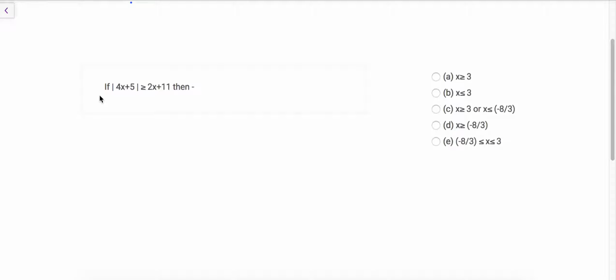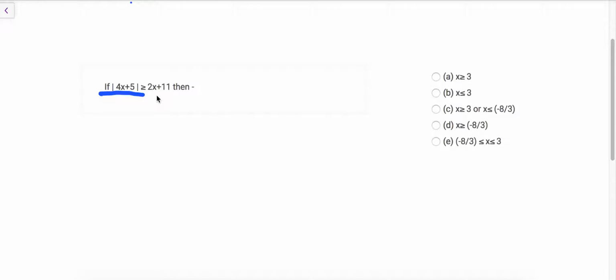So today we are going to solve one inequality problem. Given the absolute value of 4x plus 5 is greater than or equal to twice x plus 11, which of the following options are true?